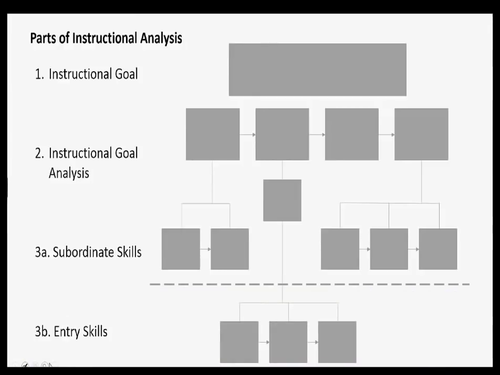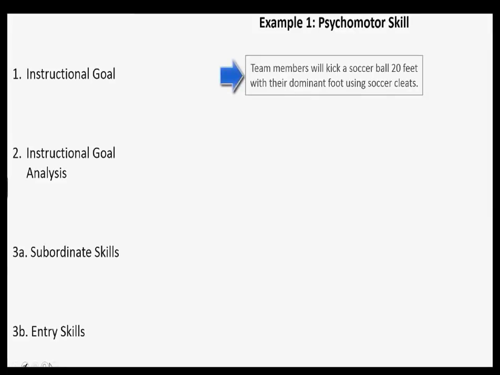Now this is a very general description or general layout of how this will work, so I thought it would be worth showing you an example first of a psychomotor skill. So here's our instructional goal. Team members will kick a soccer ball 20 feet with their dominant foot using soccer cleats. Let's try now to break this down using an instructional goal analysis.